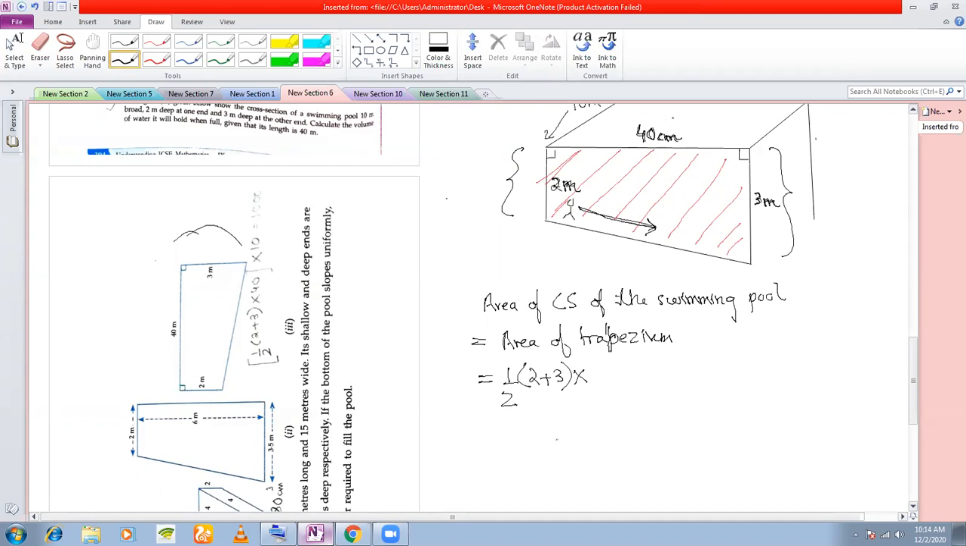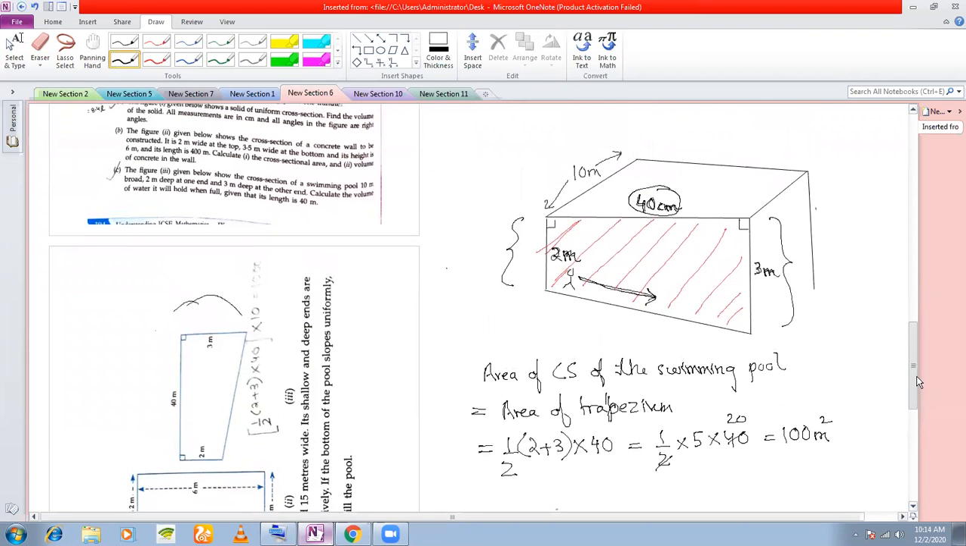And what is the height here? Height here is 40. So this is half into 5 into 40. This is 100 meter square. The area of the cross section here is 100 meter square. So therefore, what should be the volume of water in this pool when it is full? Area of this cross section into this length, right? This length here.